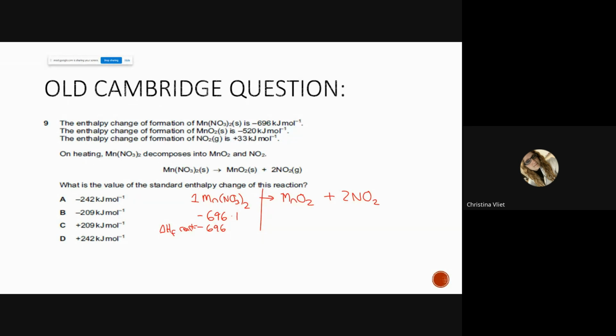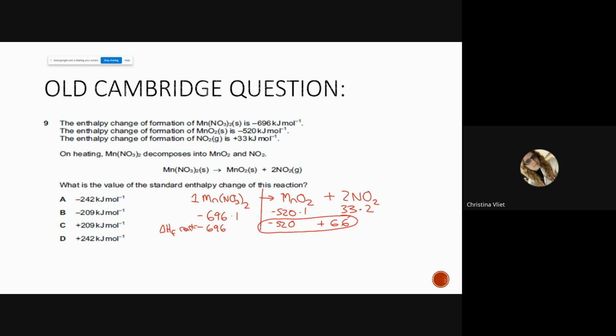MnO2 is negative 520. What do I need to multiply that by? 1. Do I really have to write that? No. I'm only saying it to prove the point for when it matters, when the number's not 1. What is the correct technique? So negative 520. But I have another product. What's my other product? 33, multiplied by 2. So actually 66. Plus 66. And then combine these two together.